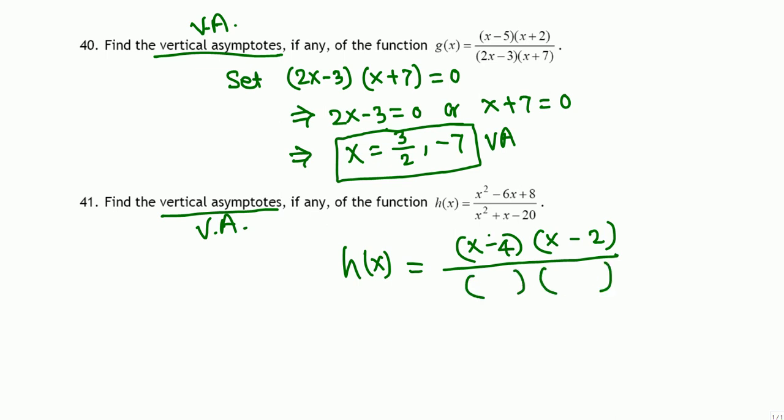On the bottom, x squared plus x minus 20, so 4 times 5 is 20, to make positive 1 the positive goes here, negative here. And if you look at this closely, x minus 4, we need to cancel to find the vertical asymptotes.